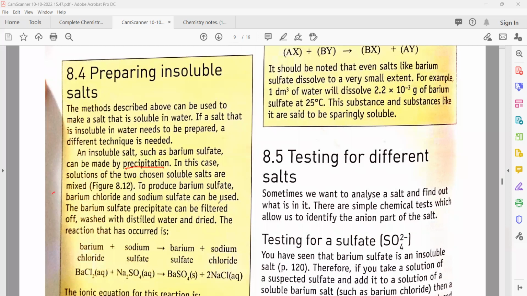In this case, solutions of two chosen soluble salts are mixed to produce barium sulfate. Barium chloride and sodium sulfate can be used. The barium sulfate precipitate can be filtered. It means it will not dissolve, it forms a precipitate there. Washed with distilled water and dried, the reaction that has occurred is here.